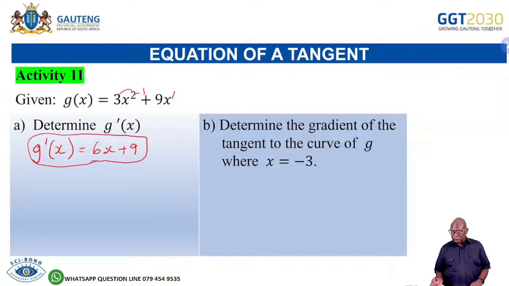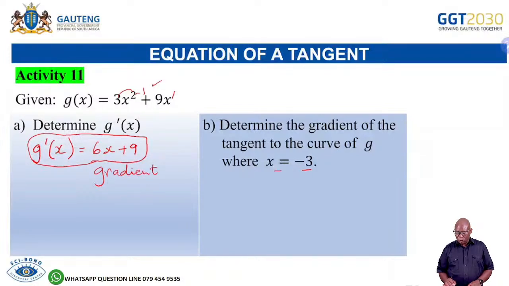Now, the next question says, determine the gradient of the tangent to the curve of g, where x is equal to -3. So in other words, we need the gradient at a desired point, and that desired point is x equals -3. What they want you to do is not to substitute the -3 into the original equation, because then you're getting the y value. Now we want you to get the gradient. So remember, once I derive, what do I get? Gradient.